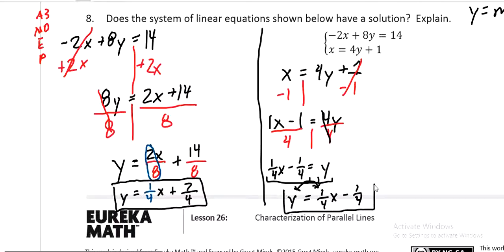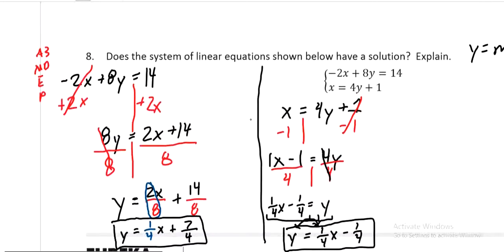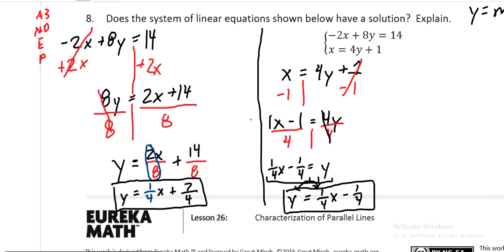All right, so let's look at these now. What do I have in terms of having a solution? Well, I have to remember that if the equations have the same slope but different y-intercepts, they will not have a solution. So check out the slope. The slope is the value in front of x. We see that it's 1/4 in both of them. So we have the same slope.